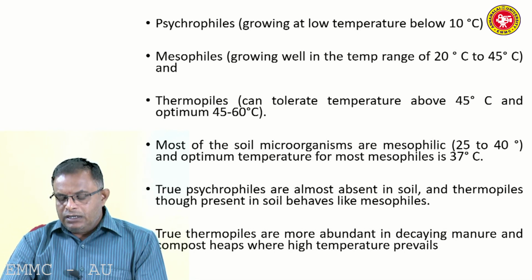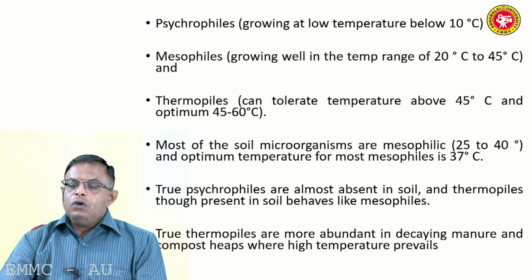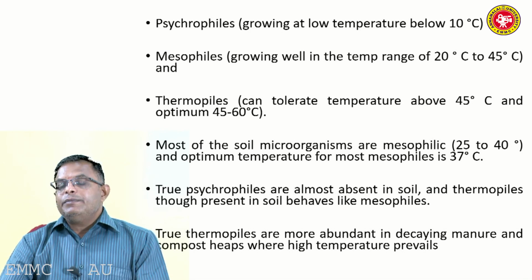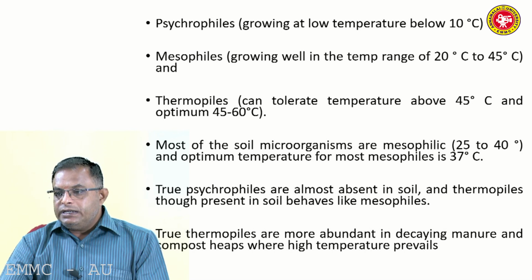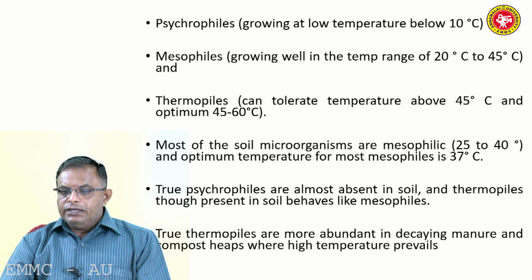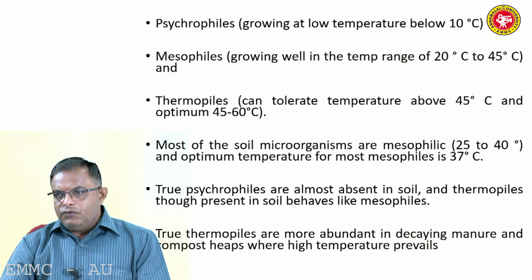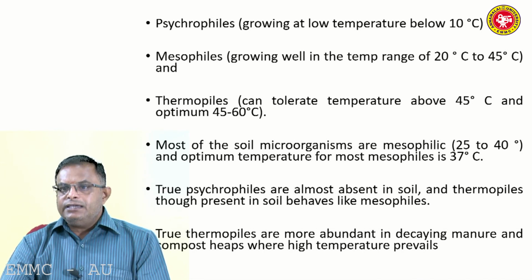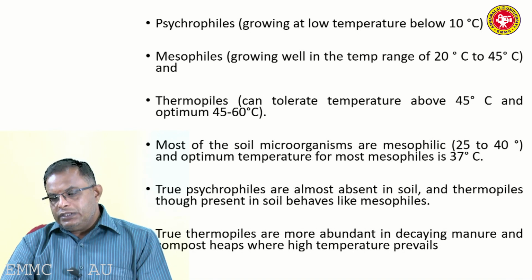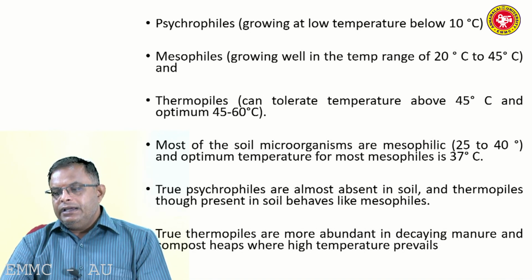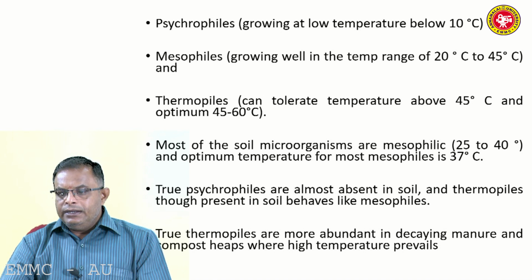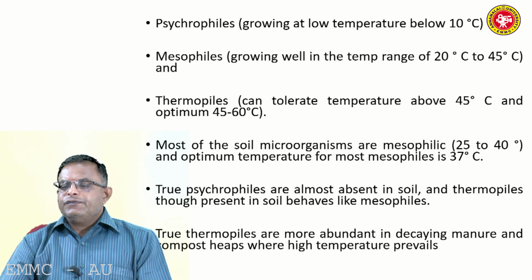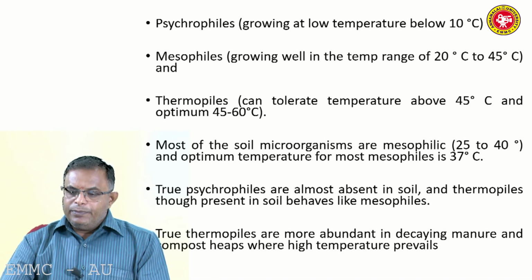The optimum temperature for mesophilic organisms is 37 degrees Celsius. True psychrophiles are almost absent in soil, and thermophiles, though present in soil, behave like mesophiles. True thermophiles are most abundant in decaying manure and compost heaps where high temperature prevails.